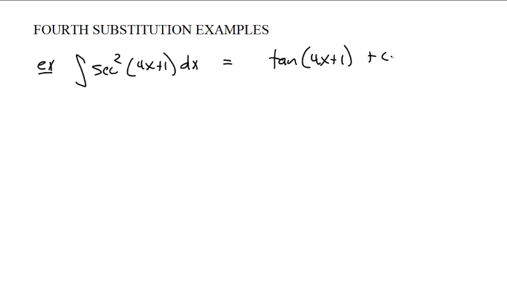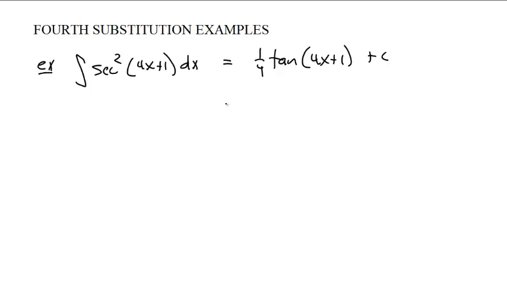Oh, wait a second. The derivative of tangent is secant squared, but the derivative of tangent of something is secant squared of that something times the derivative of the something. That's going to get a times 4 in there. So it's 1/4 tangent of 4x plus 1 plus c, and you're done.